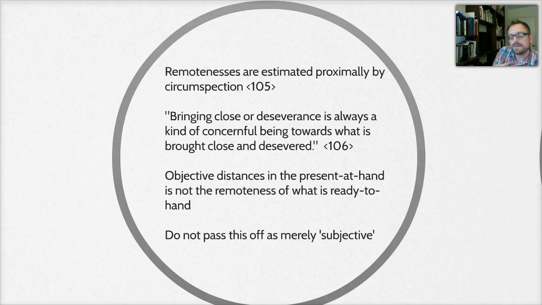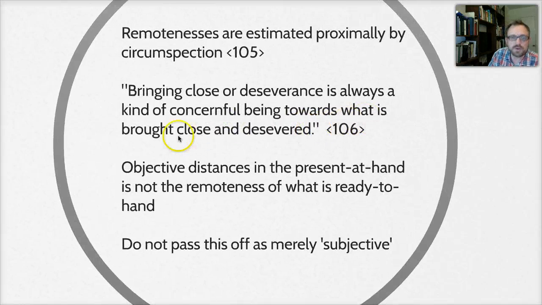And notice that when I call someone on the phone, the remoteness, I can sort of remote in, as it were. I can remotely dissever myself towards them, right? So bringing close or disseverance is always a kind of concernful being towards what is brought close or dissevered. Objective distance in the present-at-hand is not the remoteness of what is ready-to-hand.